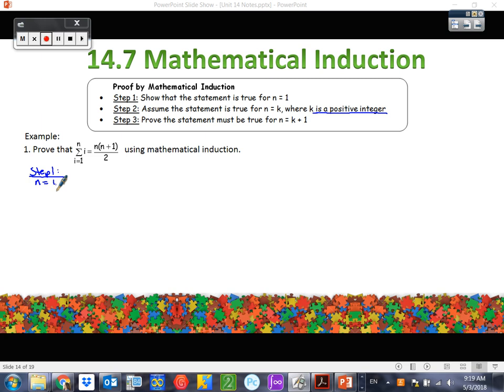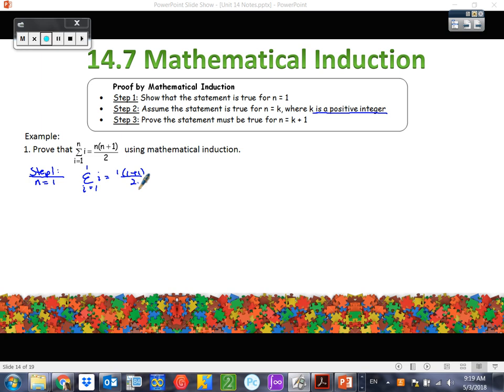So what I'm going to do is rewrite this with a 1 in place of all the n's. So I'm going to do my summation. Instead of an n, I'm putting a 1. And over here, instead of n's, I'm putting a 1.